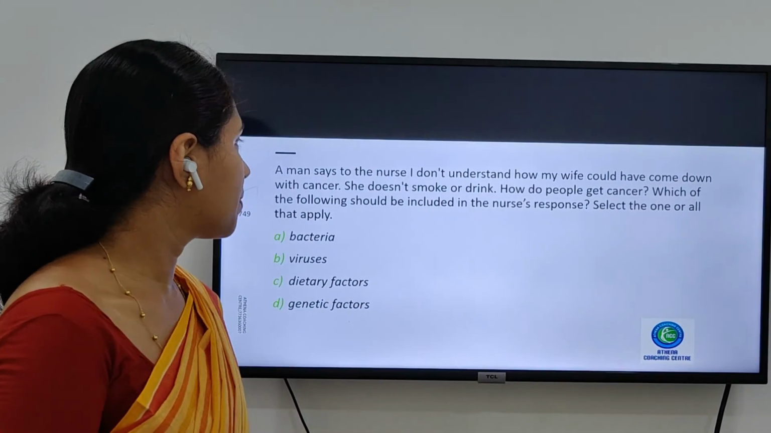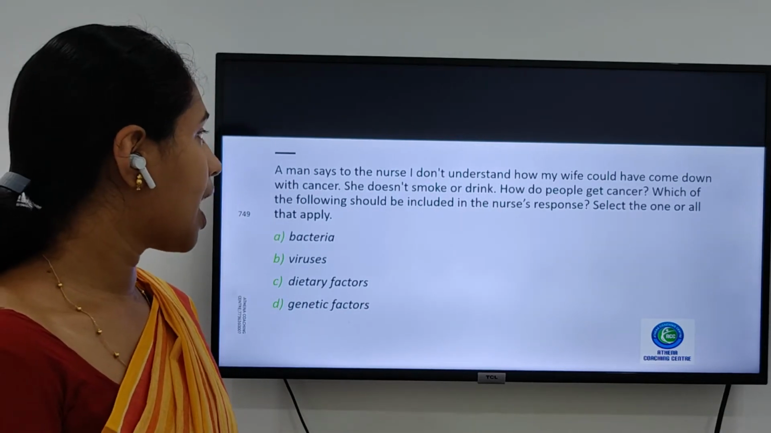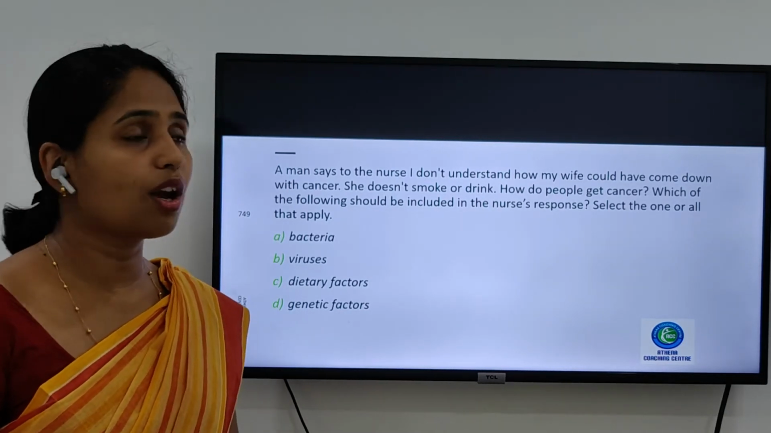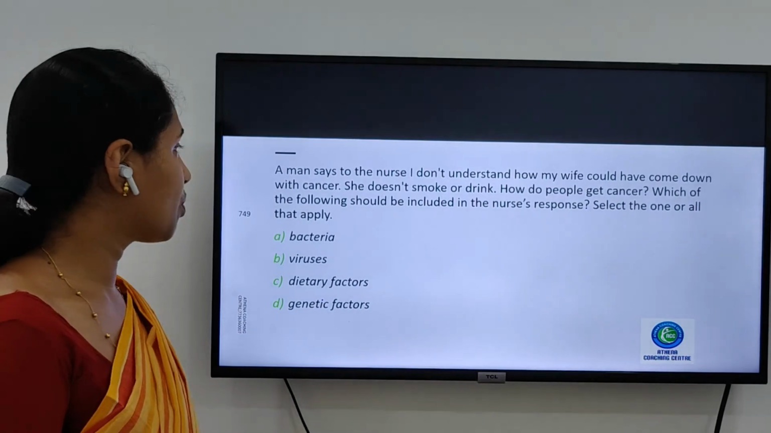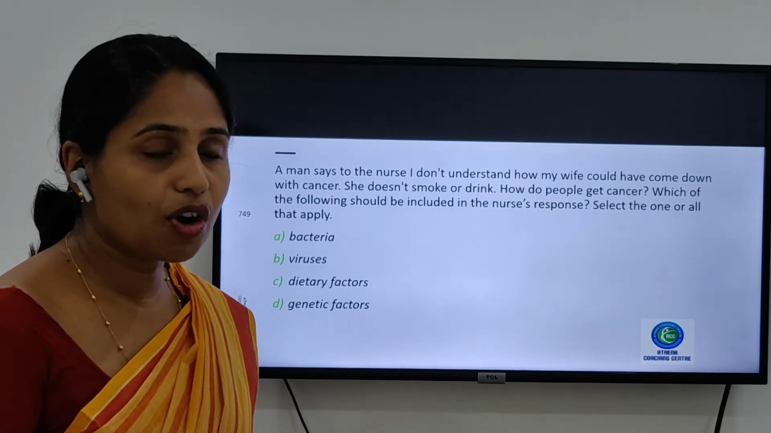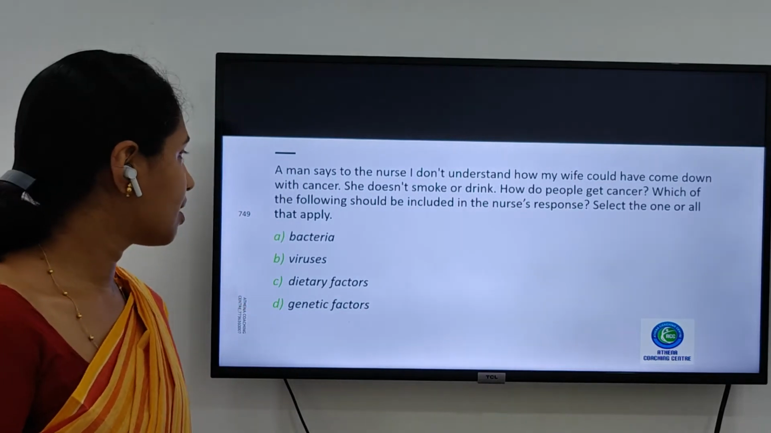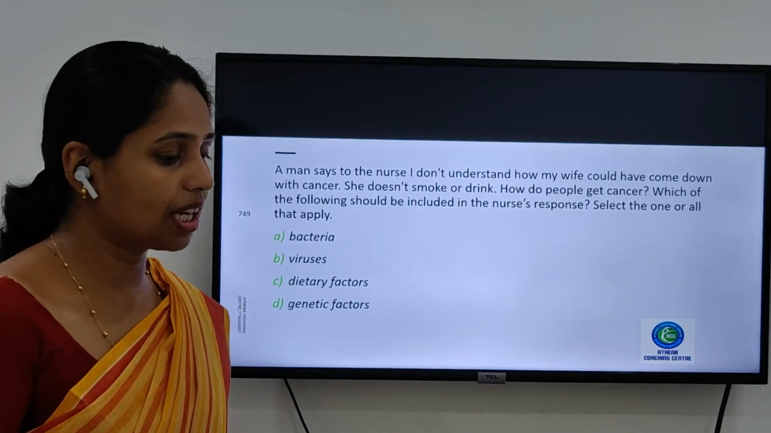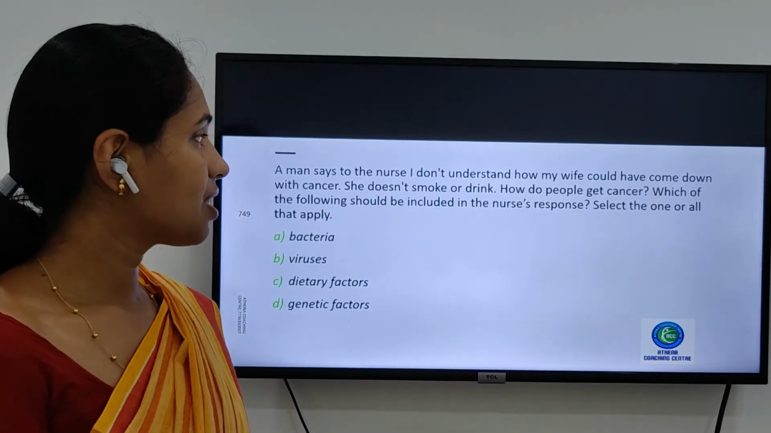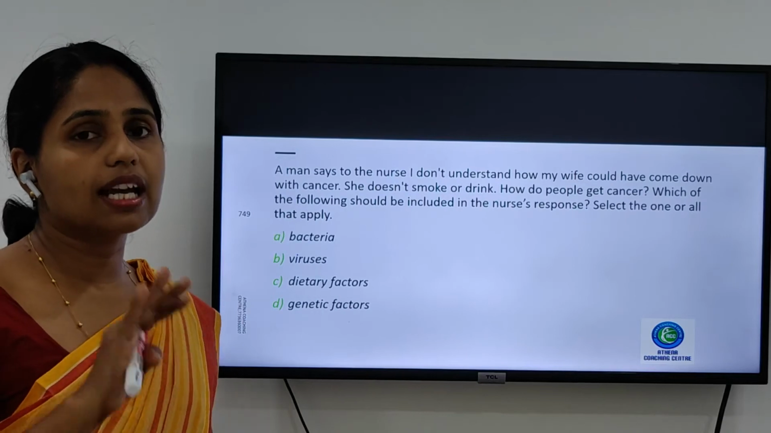And the next question: a man says to the nurse, I don't understand how my wife could have come down with cancer, and she does not even smoke or drink. How do people get cancer? Which of the following should be included in the nurse's response? Select the one or all that apply.